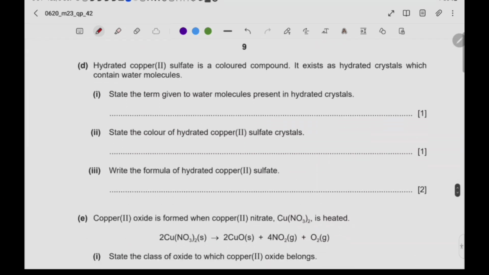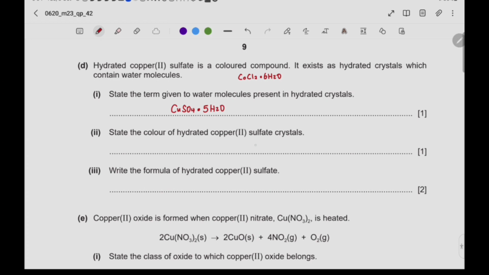So for this hydrated copper sulfate, this one is very famous also. It exists as hydrated crystals which contain water molecules. So state the term for the water molecules present in our copper sulfate. Very simple, CuSO4, remember there's a dot, 5H2O. If they ask for cobalt chloride, it is CoCl2 dot 6H2O. That is hydrated. You can get it dehydrated by just removing the water, okay?